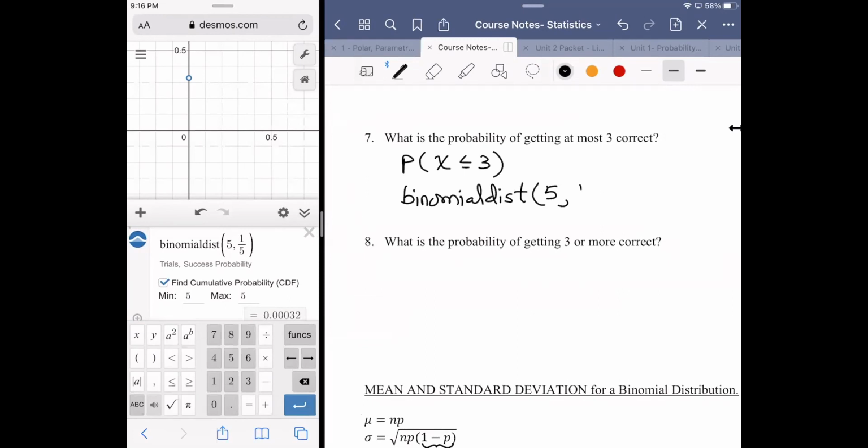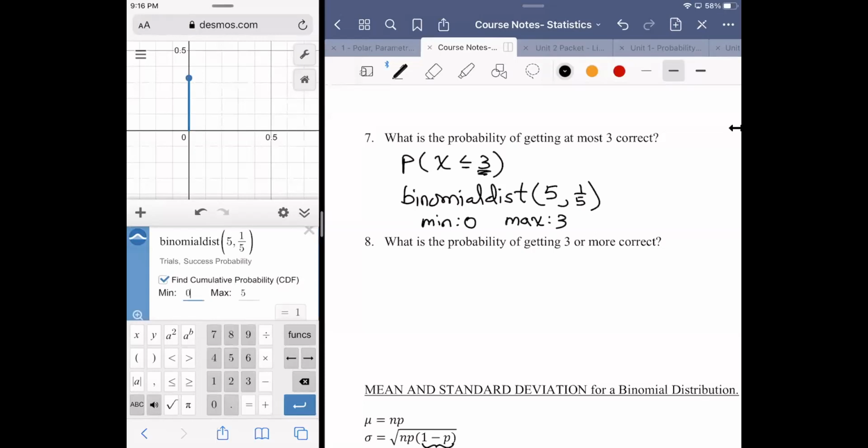Still the 5, 1/5. But then for the min, the fewest questions I can get right would be 0. I can get them all wrong. The most I can get right in this circumstance would be 3. So I'm just going from 0 to 3.